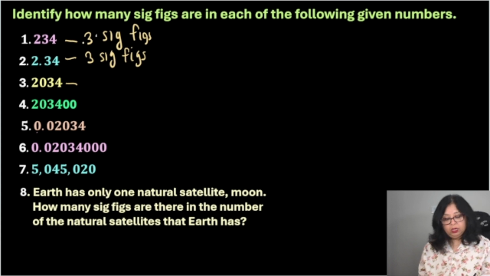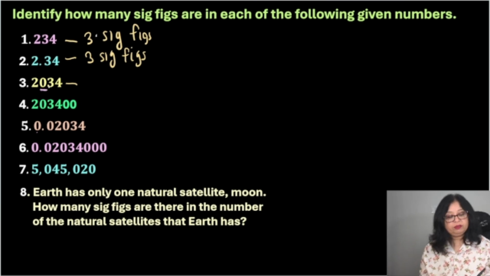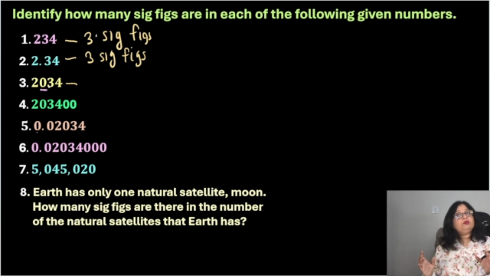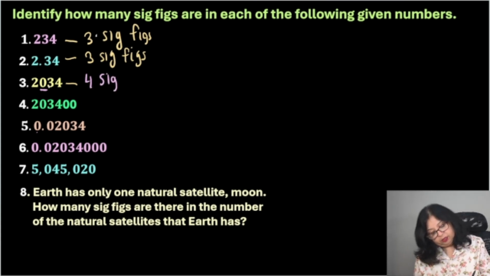Number 3, 2034. Now there are 3 non-zero digits, 2, 3, and 4, which are the same as in 1 and 2. But there is a 0 here, which is a captive 0. So captive zeros are between 2 non-zero digits, and non-zero digits are always significant. So this captive 0 is also a significant digit. There are 4 significant digits or figures in number 3.